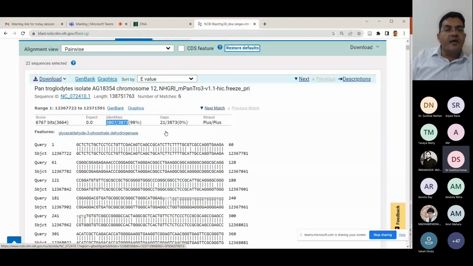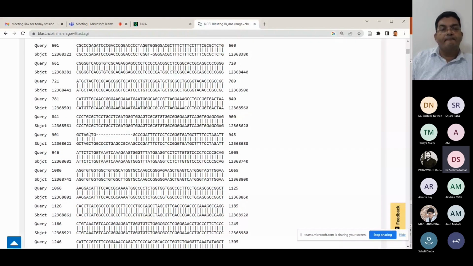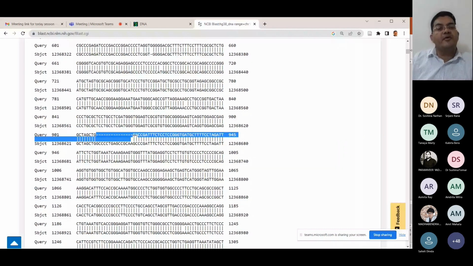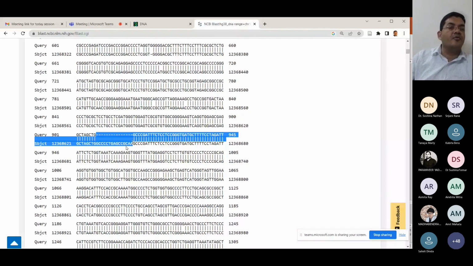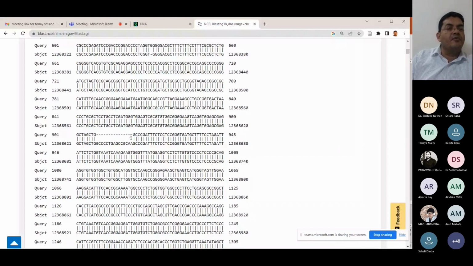Sir, I have a query. Can I ask? Yes, please do. Sir, in that gap, how can we interpret this: as an insertion in the chimpanzee or a deletion in the human gene? You cannot say that unless you compare many other such genomes and find that in chimpanzee it is always present and in human it is always absent. It could also be a reference genome ascertainment bias.